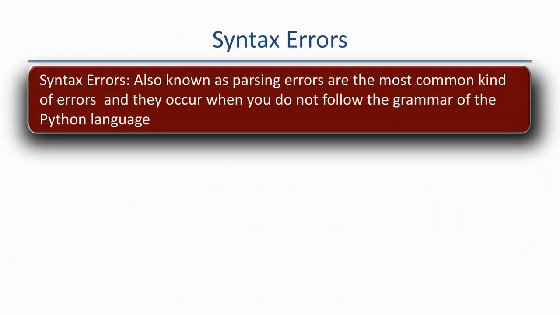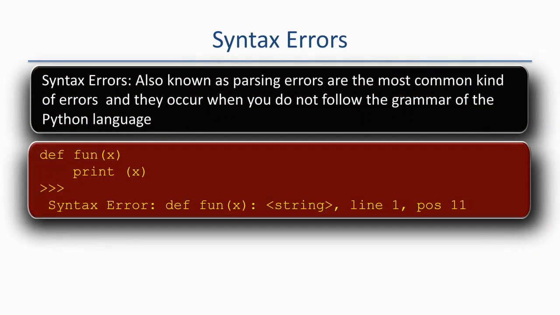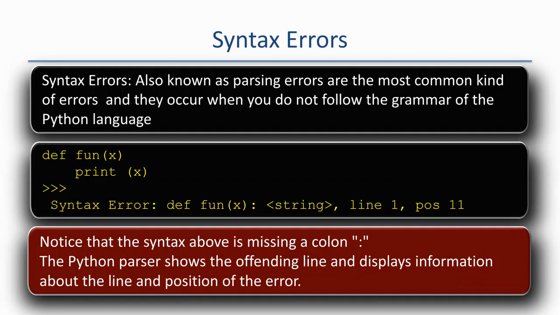Syntax errors, also known as parsing errors, are the most common kind of errors, and they occur when you do not follow the grammar of the Python language. Here is an example. The first line, I said def, which is the definition of a function, then the name of the function being fun, and in the next line, print x. If you run this program, you get a syntax error. Notice that the syntax of the above example is missing a colon. The Python parser shows the offending line and displays information about the line and position of the error.